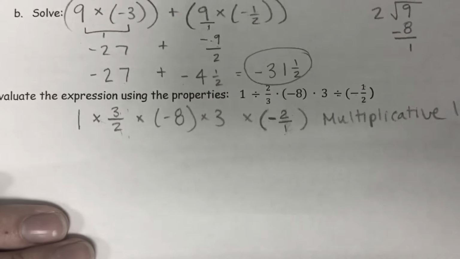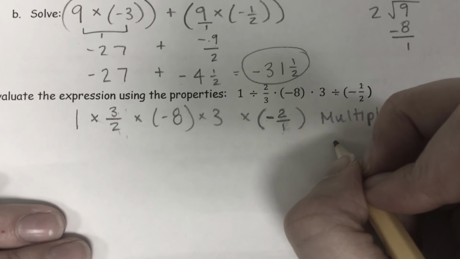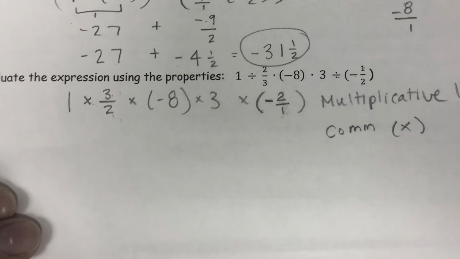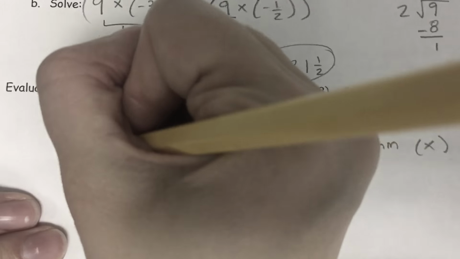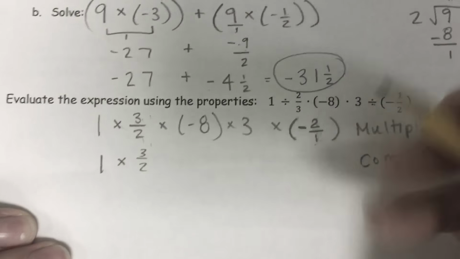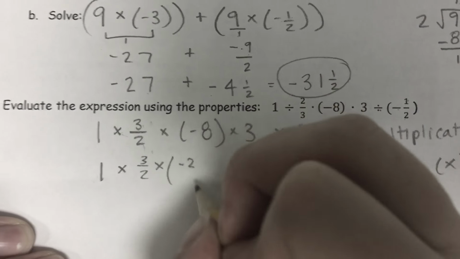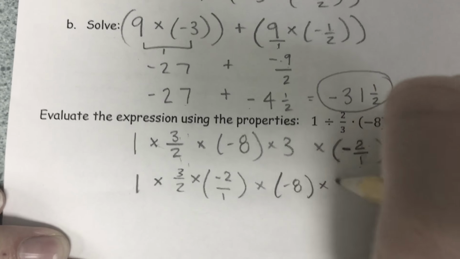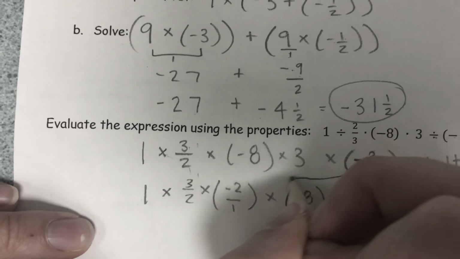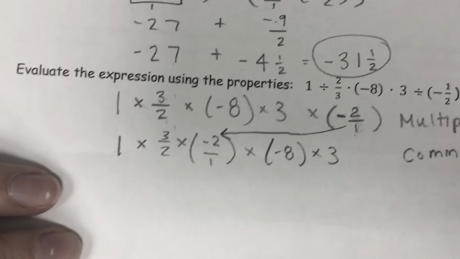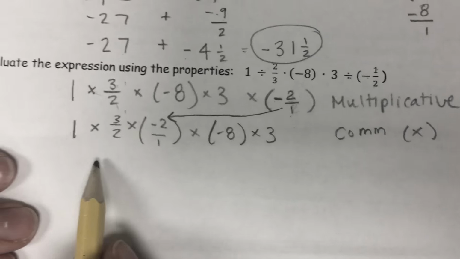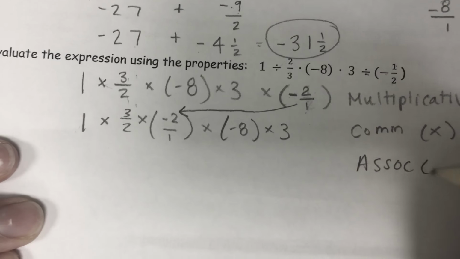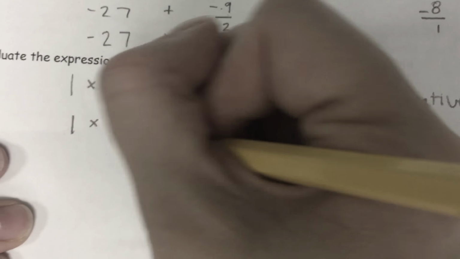All right, let's use the commutative property of multiplication to move some of the numbers around. Let's put 1 times 3 over 2 times -2 over 1 times -8 times 3. So I just moved this number right here to right there. Okay. So now what I'm going to do is I'm going to use the associative property of multiplication and multiply these two right here together.